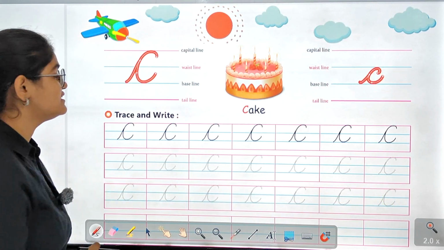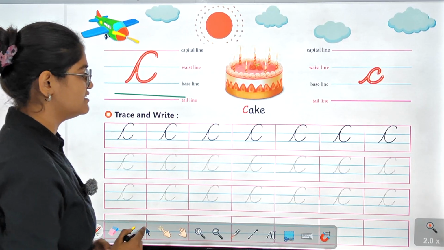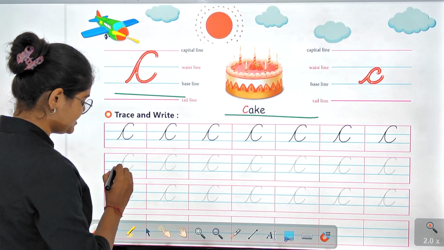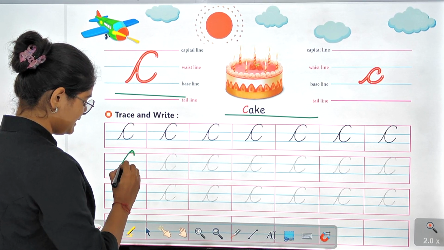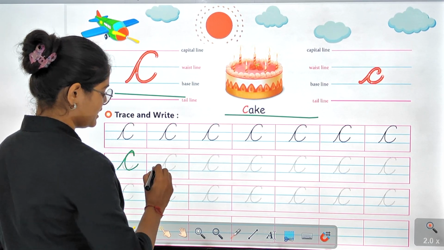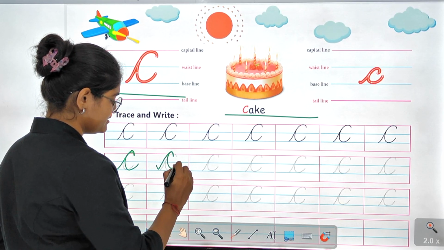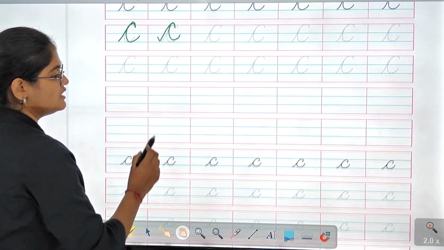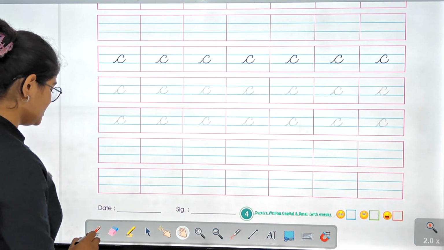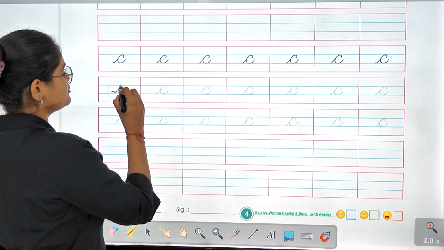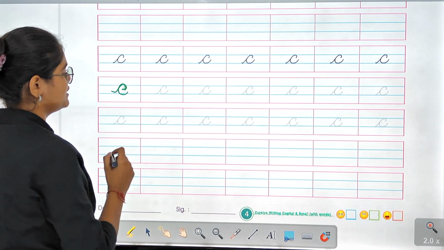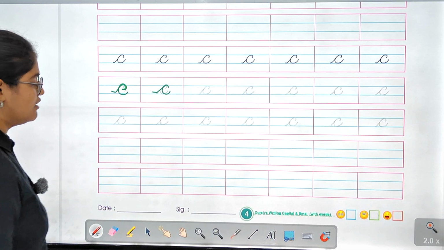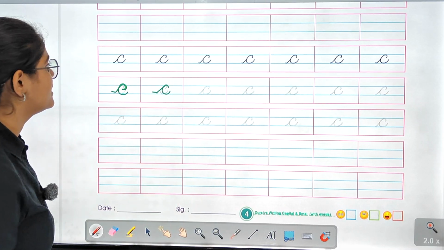The next alphabet that we have is C, and C stands for cake. So let's see how to make a cursive C. A slanting line and then a semi-curve. Now, let's go with the small c. This is also the same but in a small structure, right? Now, let's move to the next alphabet.